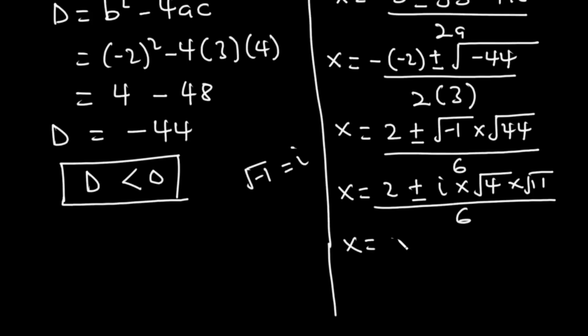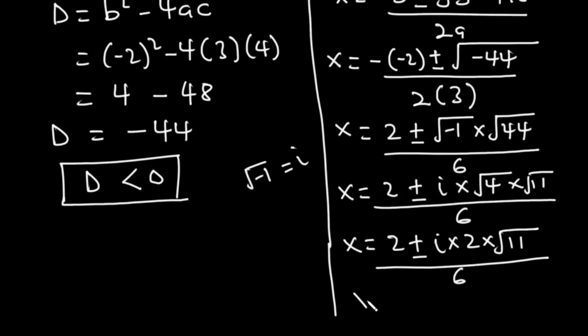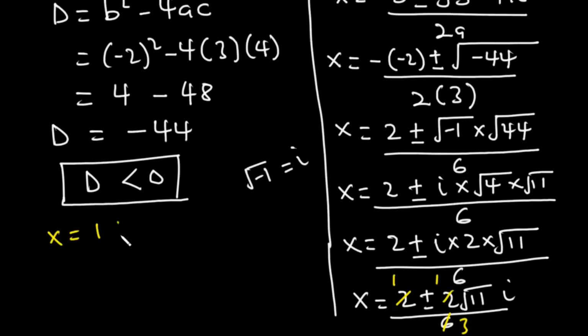x is equal to 2 plus or minus i times the square root of 4, which is 2, times the square root of 11 divided by 6. So x is equal to 2 plus or minus 2 root 11i divided by 6. Now 2 goes into itself once and then into 6 3 times. So we can have x to be equal to 1 plus or minus square root of 11i divided by 3.